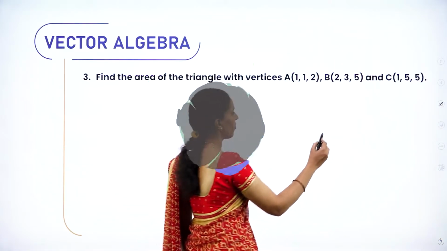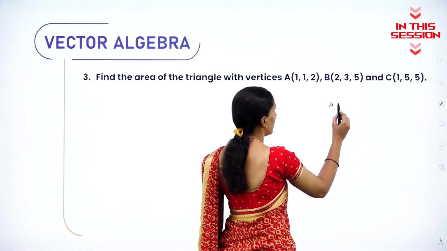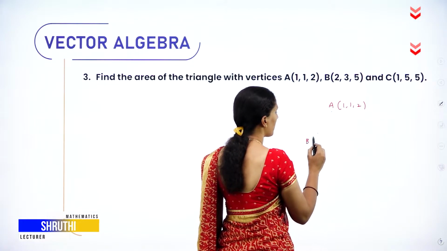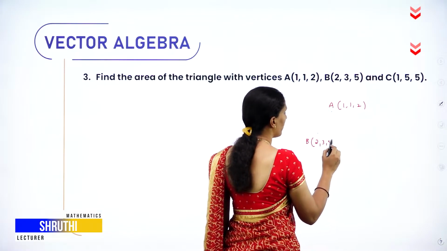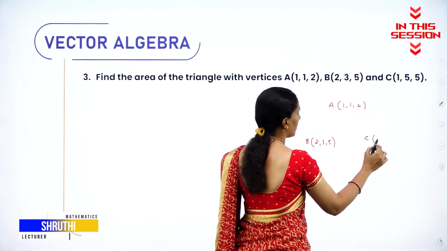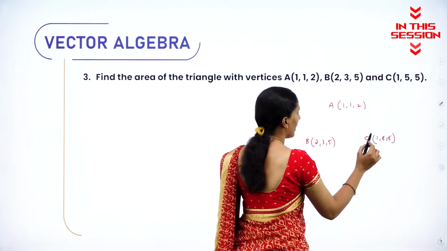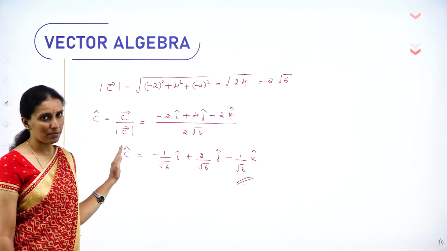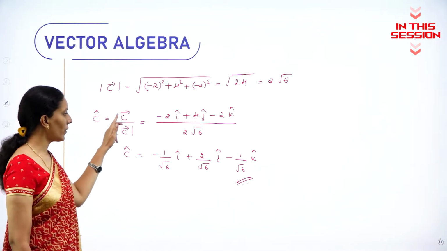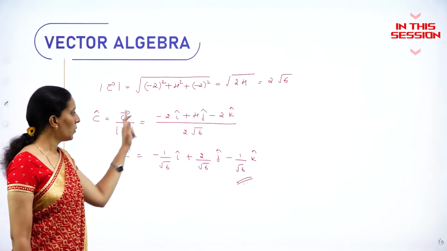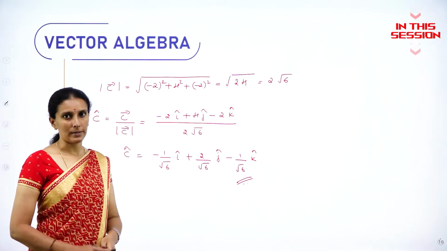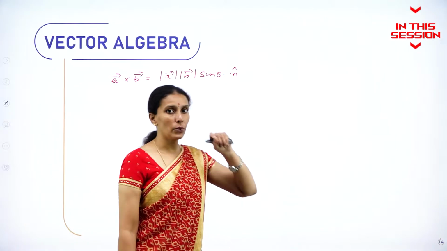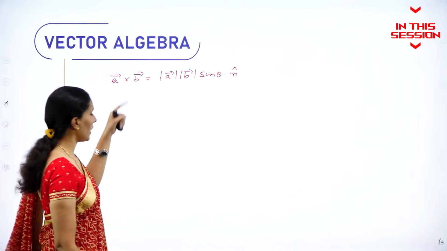The coordinates of vector A, which is 1, 1, 2, vector B, 2, 3, 5, and vector C, 1, 5, 5, are given. Any unit vector is nothing but its vector divided by its magnitude. So C cap is vector C by magnitude of C, which will give you the unit vector, where theta is the angle between the two vectors and n cap is the unit vector along the direction of A cross B.